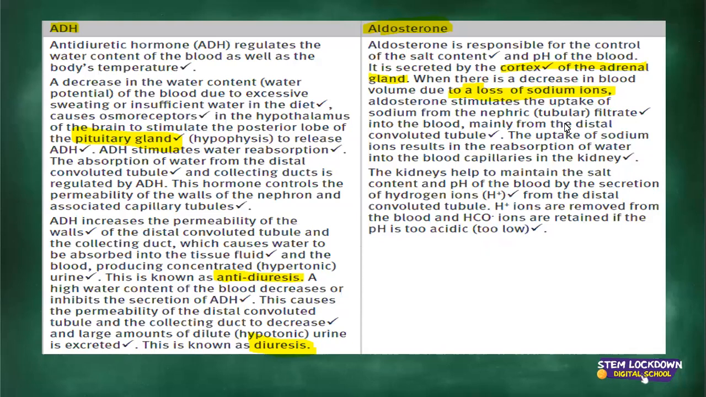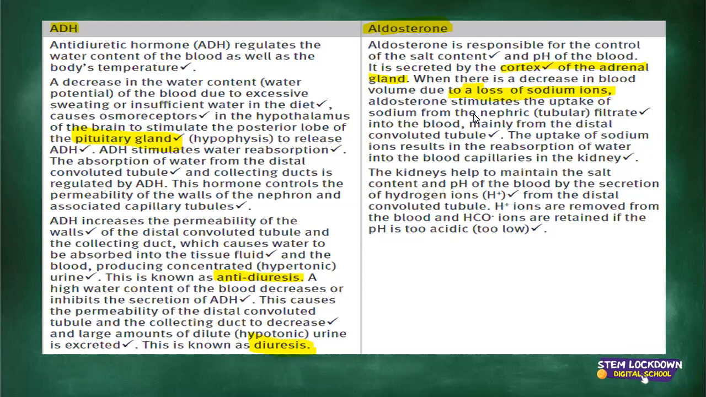Then the uptake of sodium ions results in the reabsorption of water into the blood capillaries in the kidney. So the more the sodium ions are being uptaken back into the blood, then it will also result in the reabsorption of water as well. So these two work together, meaning aldosterone in the regulation of salt will also be working together with ADH, as the water now will also be taken in.